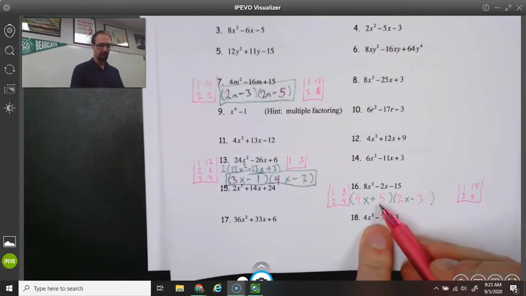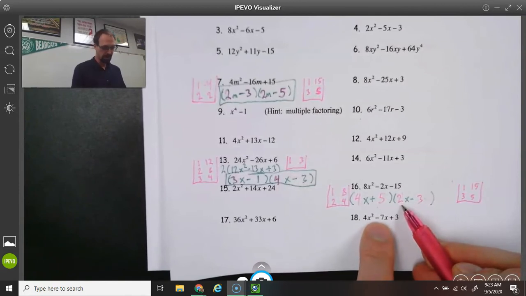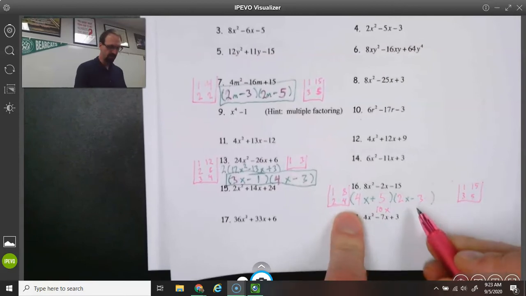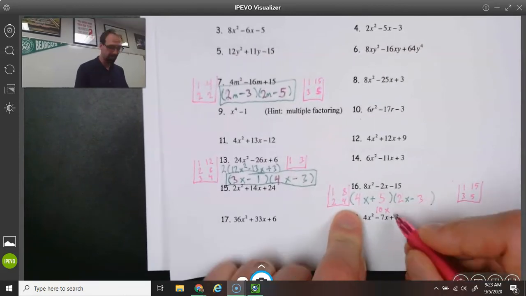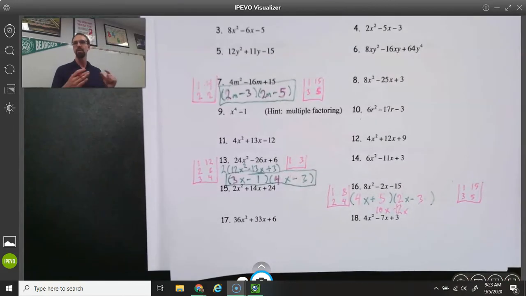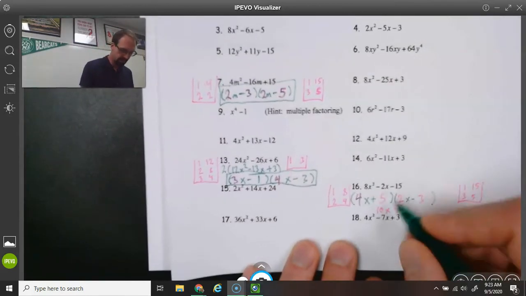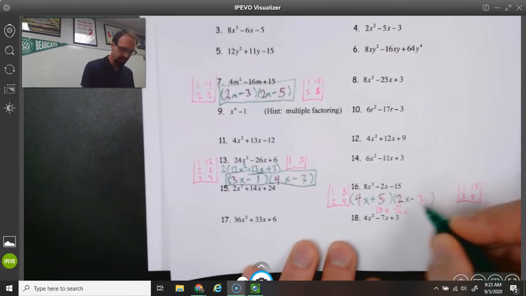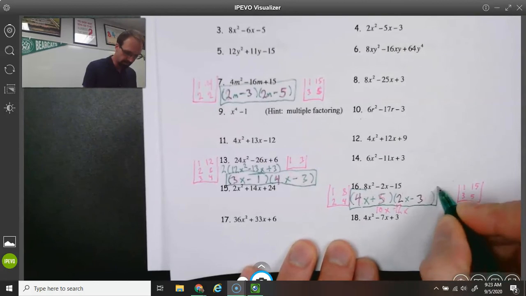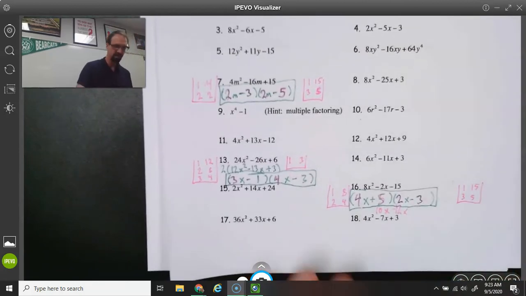Now what I have is 5 and 2x is 10x. And then if I multiply 4x times negative 3, I have negative 12x. So when you have a situation like that with the signs, all you need to do is switch everything coefficients-wise, and then you'll get the right value for signs. So this is 4x plus 5, in parentheses, times 2x minus 3. And that is the factorization of 8x squared minus 2x minus 15.